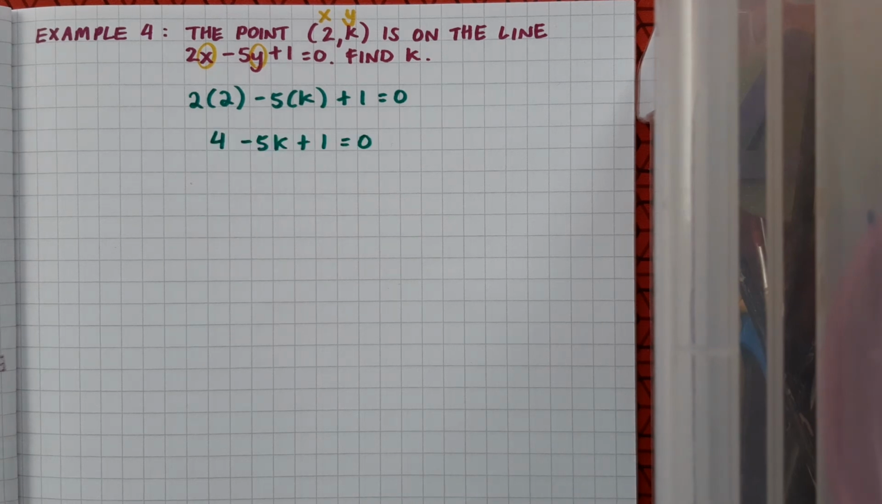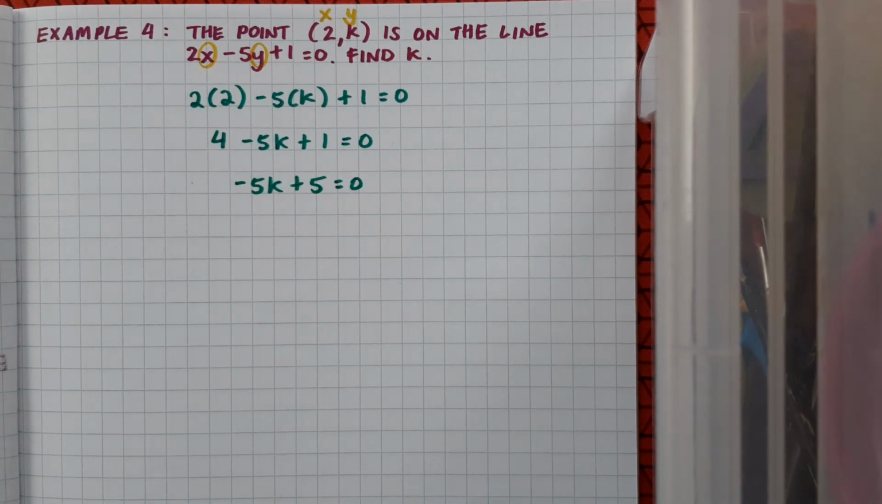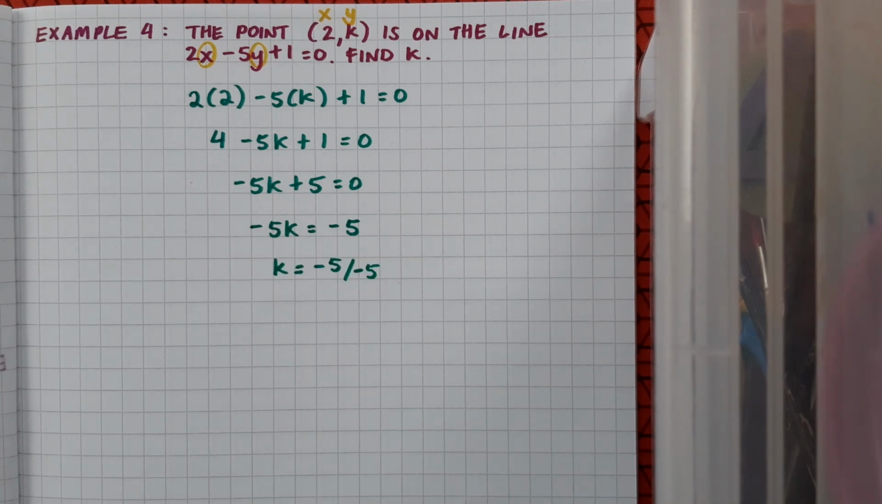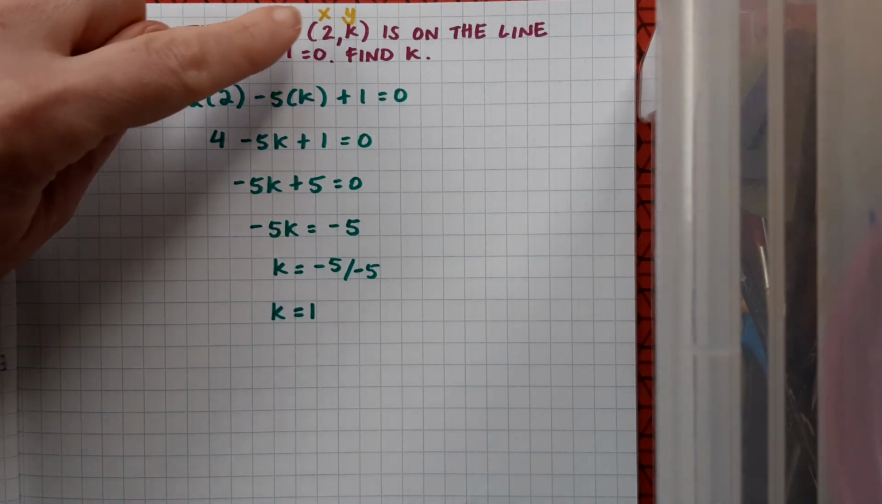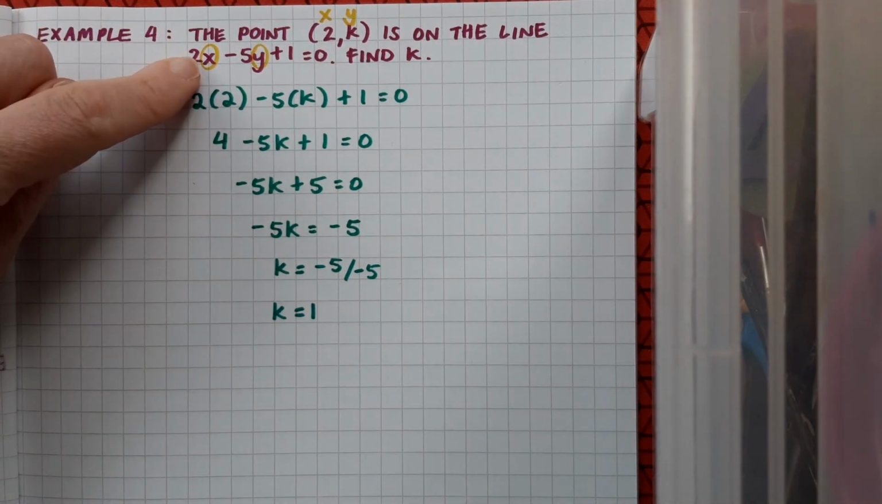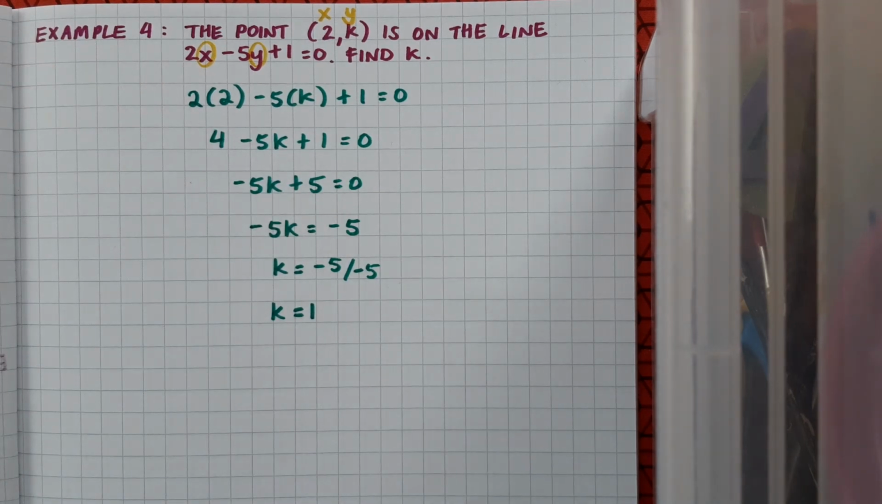So I'm going to multiply out. I'll put my constants together. I'll keep my variables on one side, and then I'll move the constant to the far side. And then I'll divide across by minus 5 to get k. So in this case, k is equal to 1. Just to put that solution in context, what it means is that the point 2, 1 is on the line 2x minus 5y plus 1 equals 0.